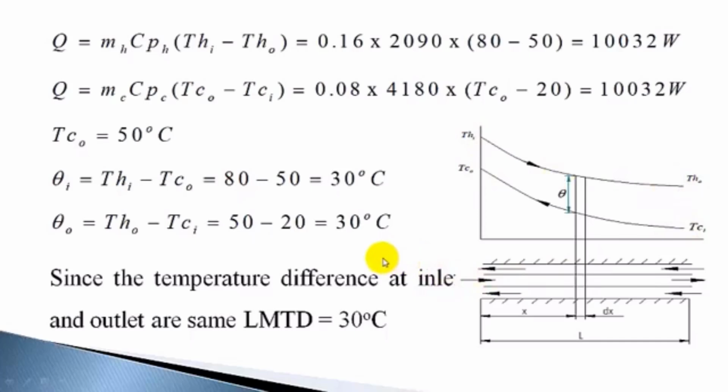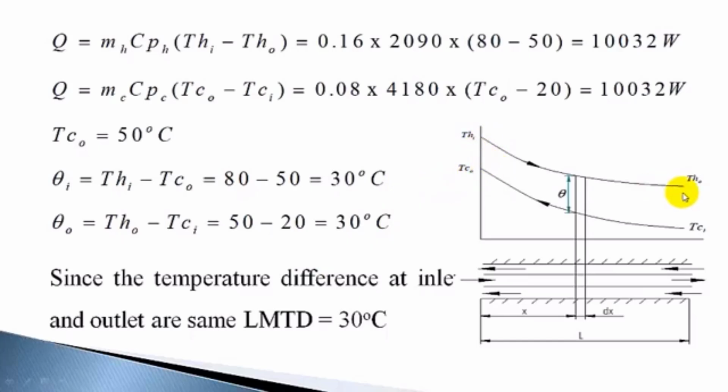So if you try to apply the LMTD equation, the numerator is theta I minus theta naught, that will give 0, and the denominator is log of theta I by theta naught, that is log 30 by 30, which gives log 1, and that also gives 0. So 0 by 0, which is undefined. So if you try to use the LMTD equation for such a special case, this is a special case.